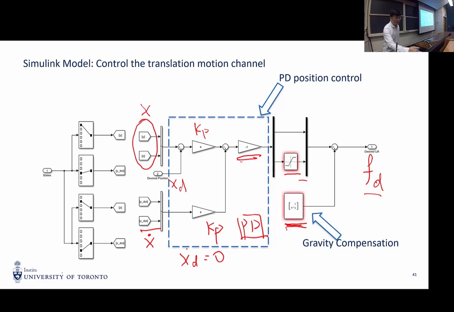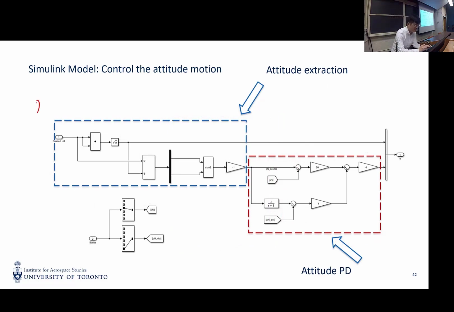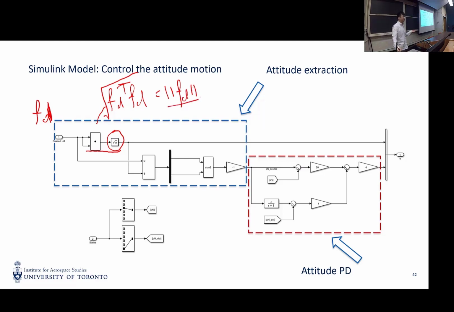Okay. So after that, we obtain something called FD. So it's our desired lift based on the current position error. Okay. So then, in the attitude channel, we have this desired FD. And then firstly, it calculates the dot product of FD, so basically FD transpose FD. And here is a square root. It means that we take the norm of FD. So this is the magnitude of the lift we need to produce, right?